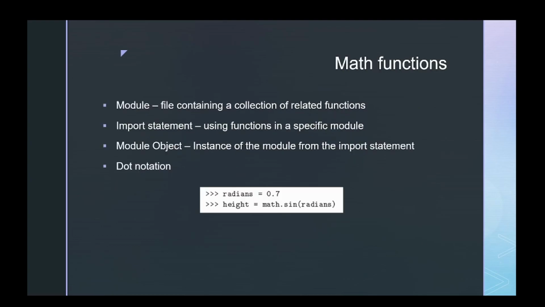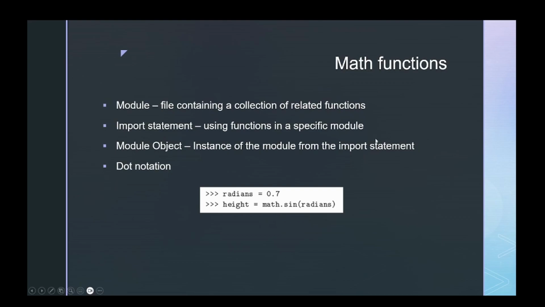Some of the most common functions that we're going to use in Python are math functions. Now, a module is a file containing a collection of related functions. So we have a math module that we can use within Python, and we've kind of talked about it a little bit before. In order to use these modules, we have to tell Python to import that file containing the collection. So we'll say import math. Once we do that, we're able to use any of the functions within that module. That import statement is going to create what we call a module object. So it is creating an instance of that module as an object, which allows us to access it and use it. In order to call the functions, we're going to use something called dot notation.